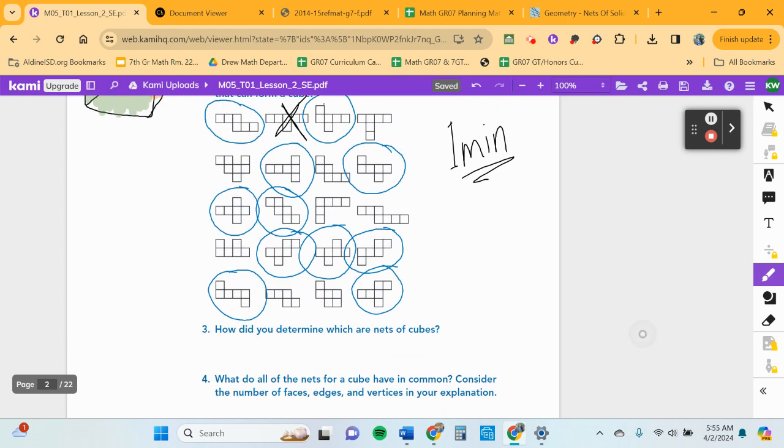Question 3 says, how did you determine which are nets of cubes? And number 4 says, what do all of the nets for a cube have in common? Consider the number of faces, edges, and vertices in your explanation. I want you to go ahead and take another minute, 1 minute only, to discuss 3 and 4 with a partner, a neighbor, your group, and then come back and we will close out this getting started activity. All right, 1 minute. Pause here.